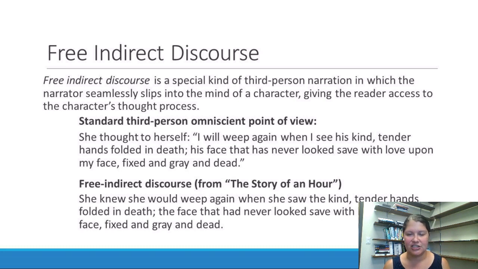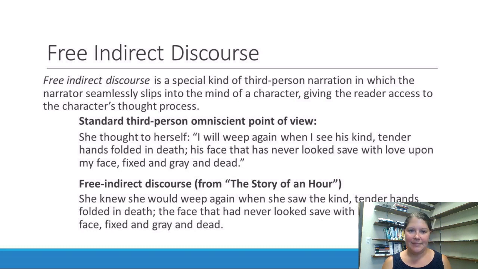An example I'm going to go over is from one of the stories we read for last week, which is The Story of an Hour. In the passage I'm going to talk about, one of the characters, Mrs. Mallard, is reflecting on her husband. She has this information that her husband is dead, and she's thinking about what her reaction is going to be when she sees his dead body.